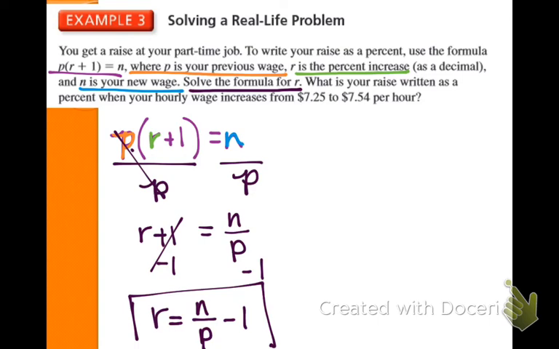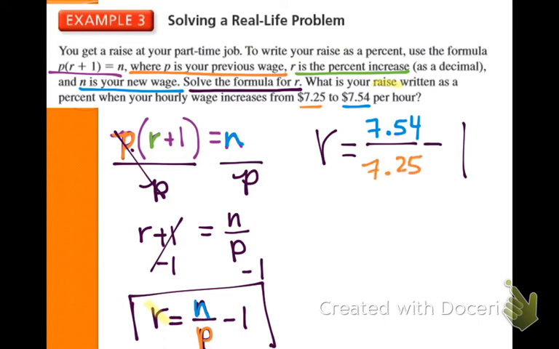The second part says, what is your raise written as a percent when your hourly wage increases from $7.25 to $7.54 per hour? So which letter would I be solving for? R. My raise, it's going to be R. So we're going to plug stuff in. So R equals, hold on, I'm getting there. I got colors. N is the new wage, which is 7.54, over the previous wage, which is 7.25.